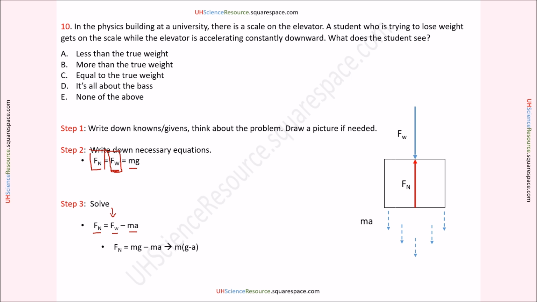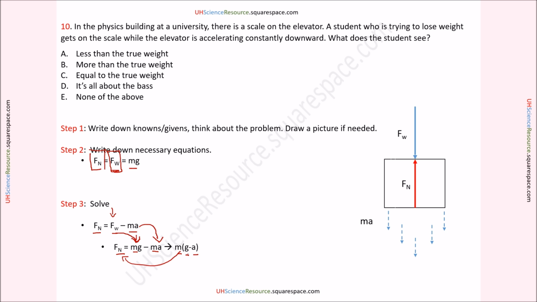And so if we put the force due to gravity as mg, minus ma, that should equal the normal force. Since they have the same masses, we can factor that outside, and we can see that it's going to be the acceleration due to gravity minus the acceleration of the elevator, times the mass, and that's going to equal the normal force.